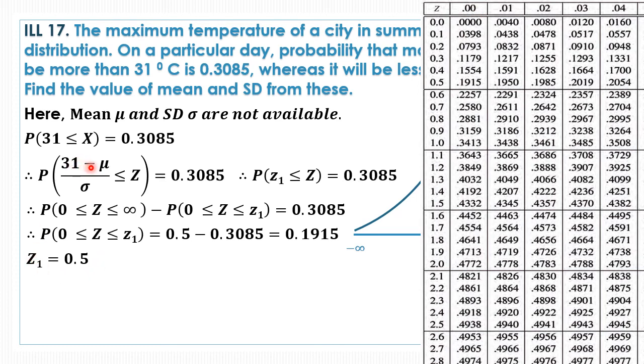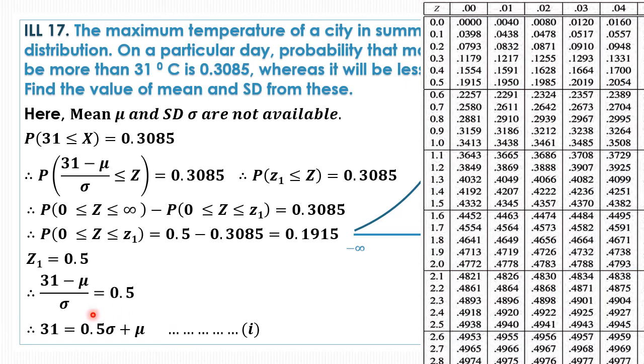Now z1 is 31 minus mu upon sigma. So I will just write it down as it is. Change the side of sigma, so it will be 31 minus mu is equal to 0.5 sigma, and mu will be taken as positive. So 31 is equal to 0.5 sigma plus mu. Now I am going to keep this as it is because I don't have any mu or sigma values. Okay, so I will just consider it as my first equation.